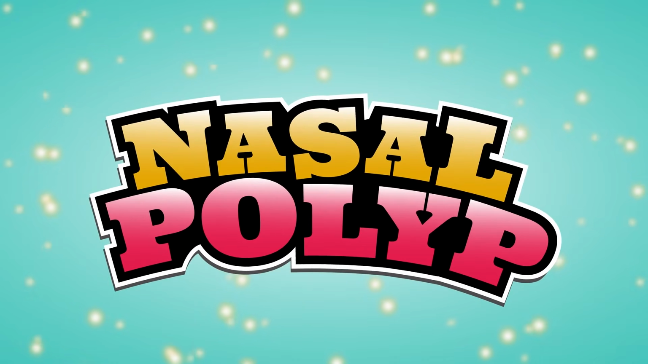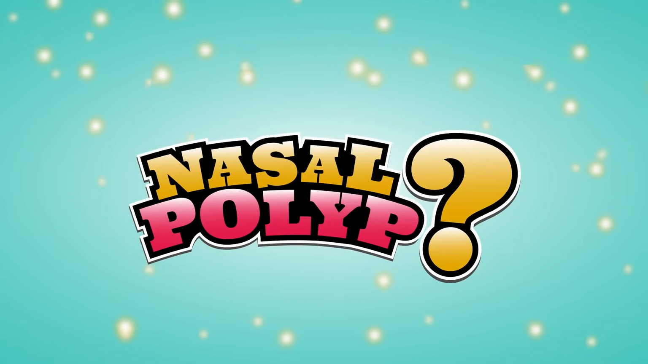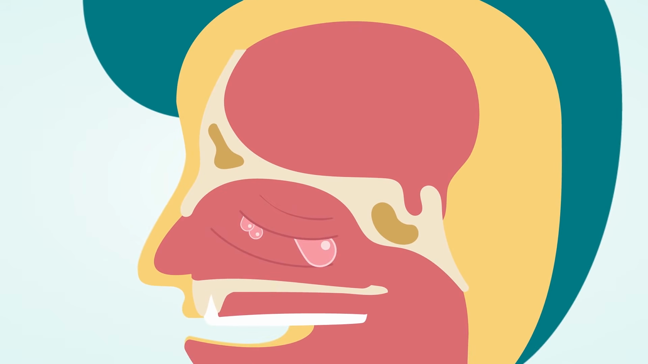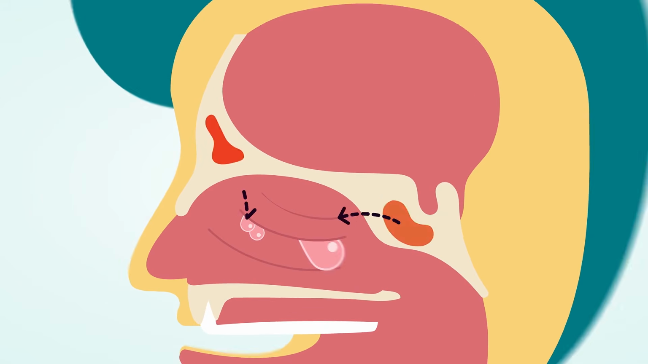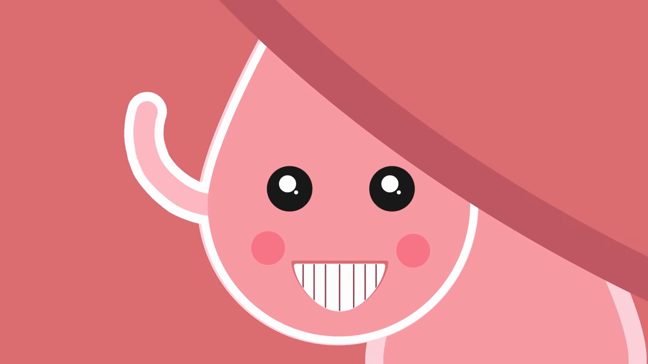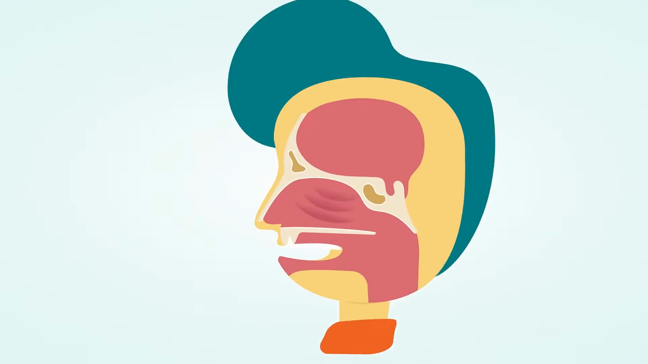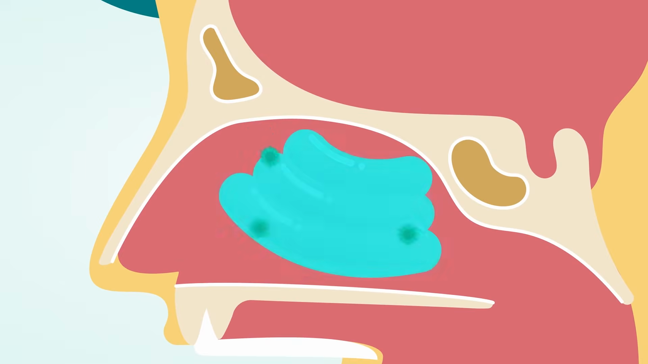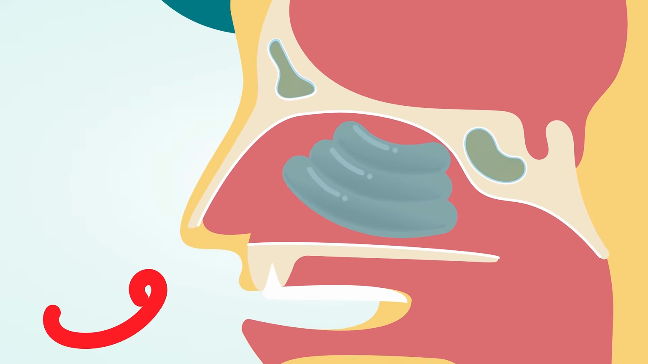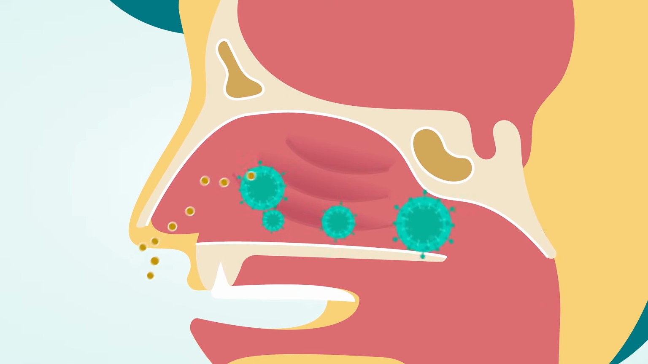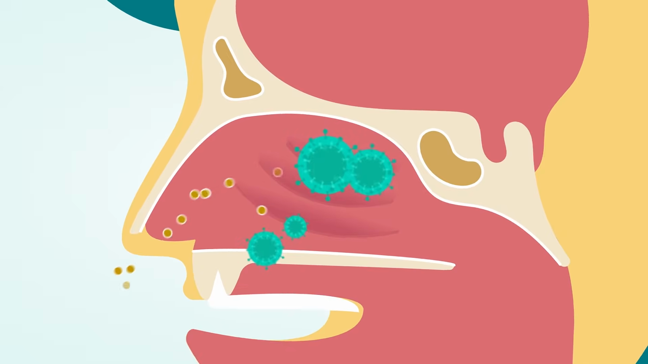Nasal polyp. What is a nasal polyp? Nasal polyps are fleshy swellings that develop in the lining mucosa of the nose and paranasal sinuses, air-filled spaces linked to the nasal cavity. They are non-cancerous growths. What causes nasal polyp? The mucosa is a very wet layer that helps protect the inside of your nose and sinuses and humidifies the air you breathe.